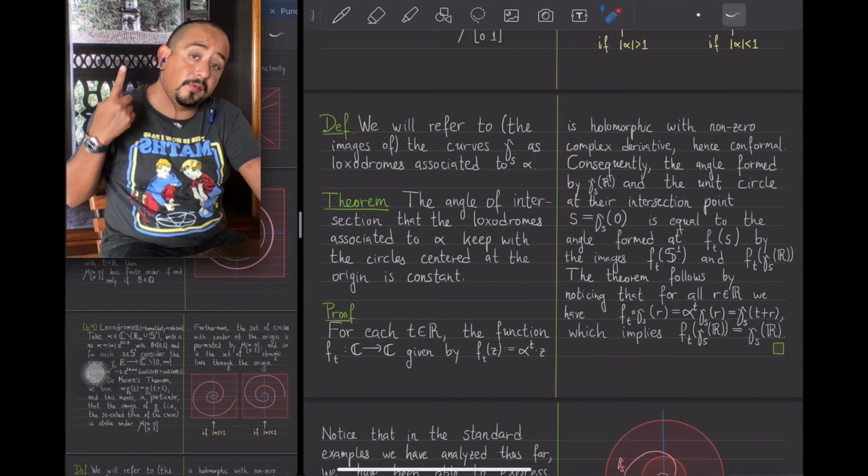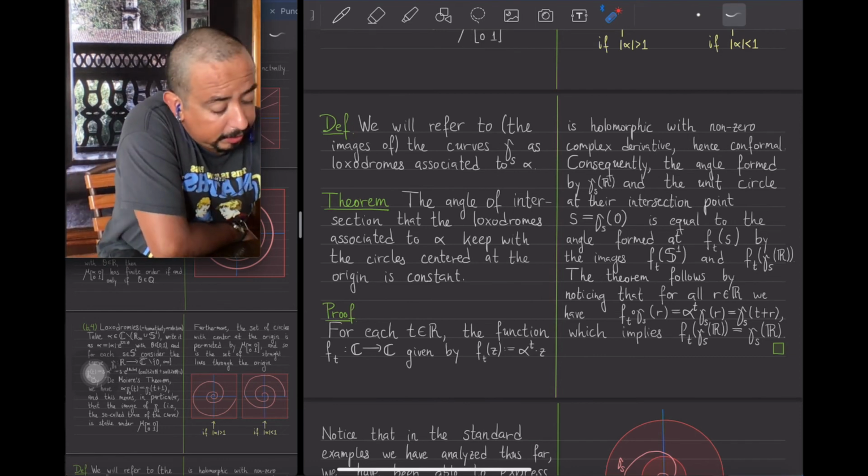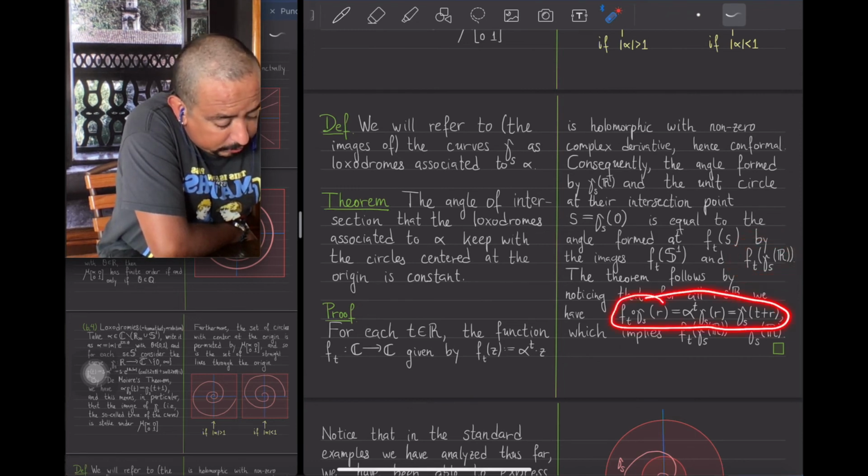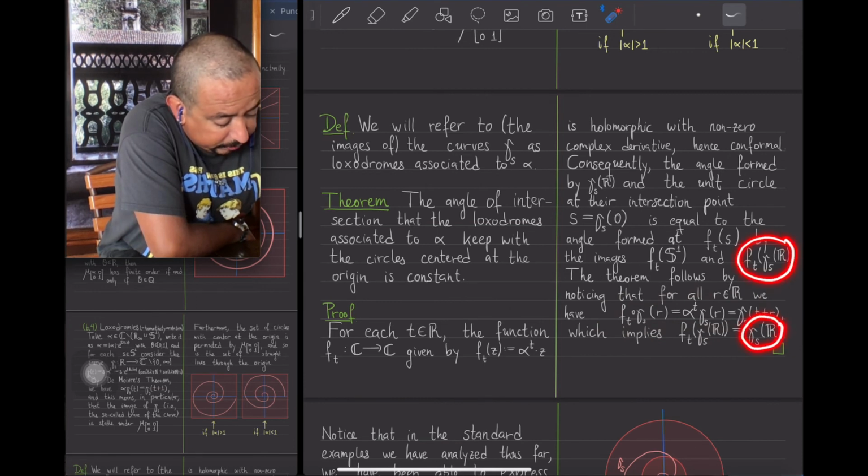It's a circle also centered at 0. That's the thing. And this one is actually the Loxodrome itself, because we have this computation, right? So this computation implies that this one is the Loxodrome. This image is the Loxodrome.